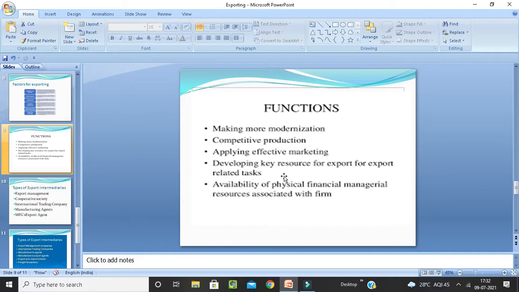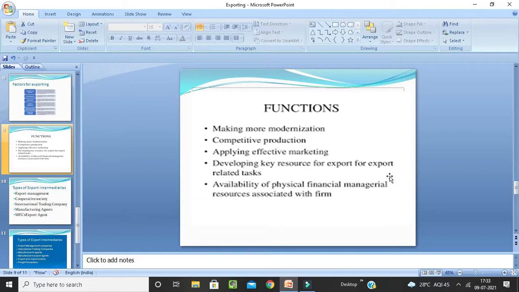We can say. The last one is availability of physical, financial, managerial resources associated with the firm. Once the goods have been manufactured and the deal is finished, then the physical financial term, that means the monetary fund, should be fulfilled. We should not say that we will pay after some time or on a credit basis. We should have a physical finance system, and it should be matched with the parties. That means when the agreement takes place between buyer and seller, we should have physical finance in our pocket.